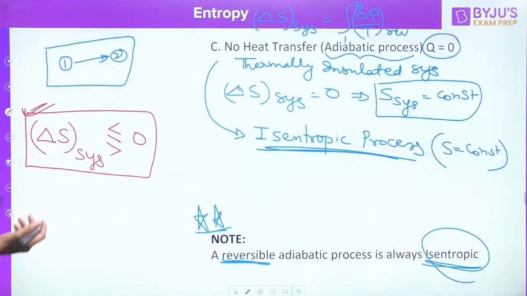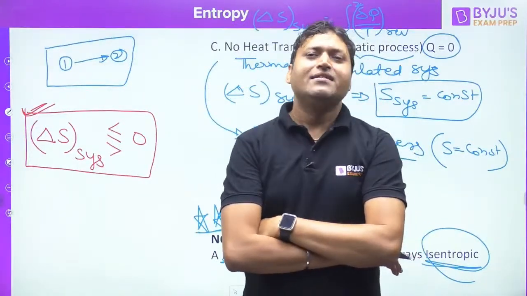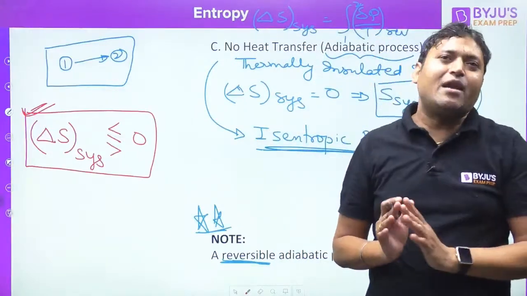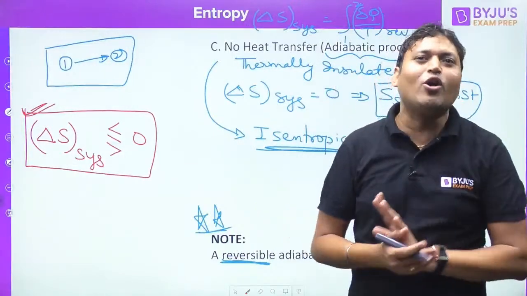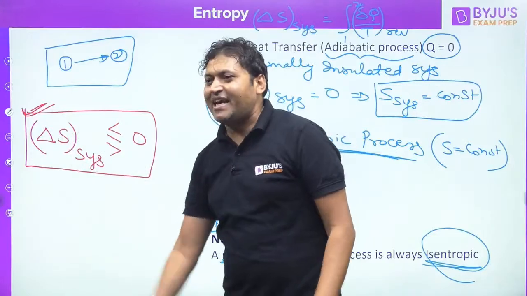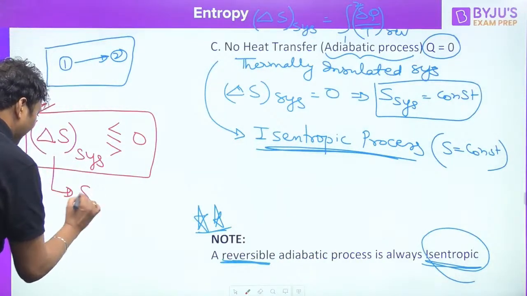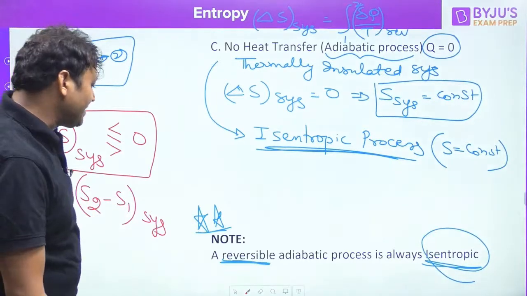Many students have a notion that the entropy change for the system cannot be negative. Definitely it can be negative. It can be positive, it can be negative, or it can even be 0. So there is no constraint on the change in entropy for the system in any thermodynamic process, that is, S2 minus S1 of the system. I hope it is clear.